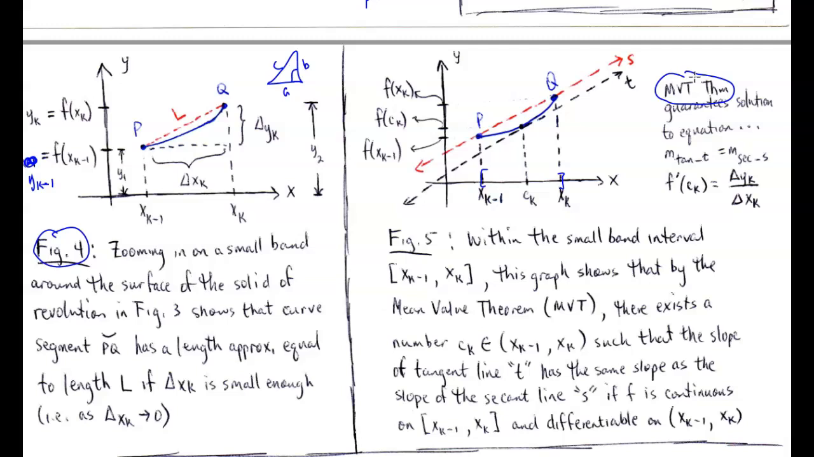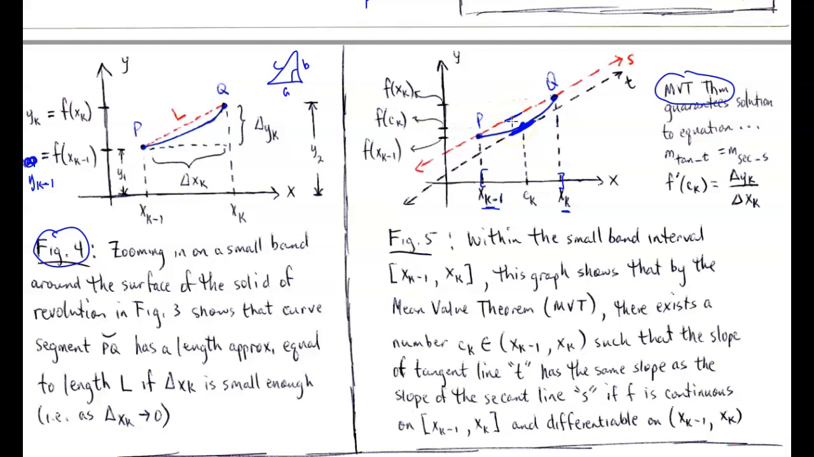Okay, and that theorem states that if I have a function that is smooth and continuous in some closed interval, and it is differentiable for every value strictly in between these end values here, then there exists at least one real number c sub k strictly in between x sub k minus 1 and x sub k, such that the slope of the tangent line at the point on that function at c sub k is going to be the same as the slope of the secant line going through points P and Q.